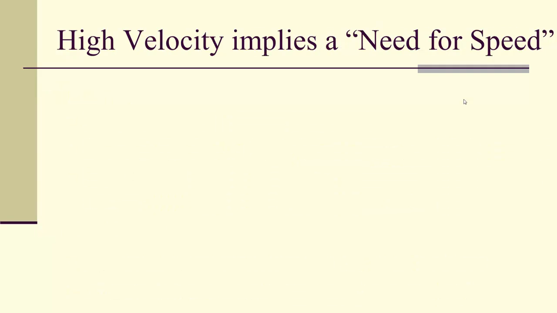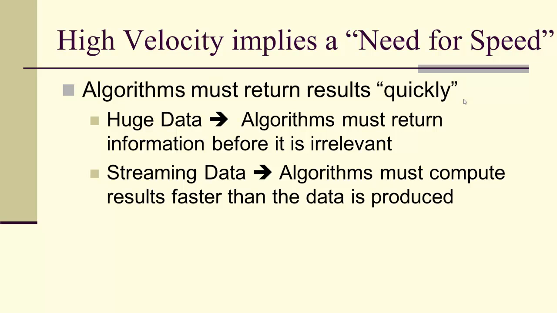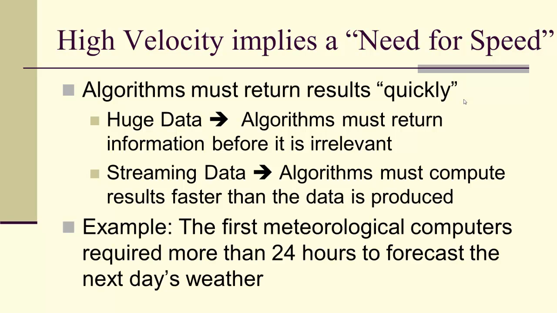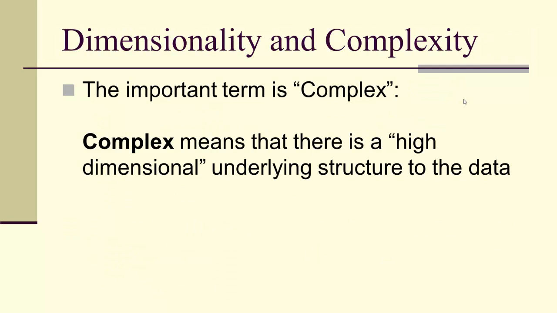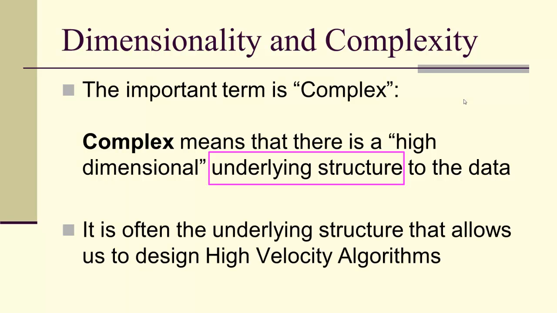High velocity means that we need to be able to analyze results quickly, or that we need algorithms that run in a reasonable amount of time. It's interesting to note the first weather forecast required more than 24 hours to be calculated. The important term here is complex. Complex tends to mean there is a high-dimensional underlying structure to the data. The underlying structure is what allows us to often design faster algorithms.